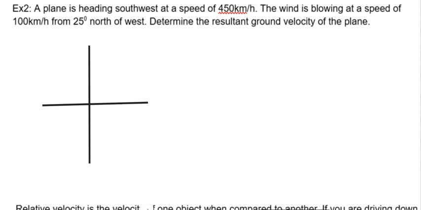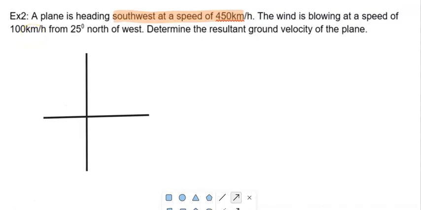Okay, so I have a compass: north, south, east, west. That's going to help me figure out where to draw these lines. The first thing I'm going to consider is this plane that's heading southwest at a speed of 450 kilometers per hour. So I'm going to draw a line in here to represent that. And it's going southwest, so I want to change this so that it's pointing southwest. It doesn't give me an angle, so I know that it's going to be 45 degrees. So I'm just going to put that there for now.